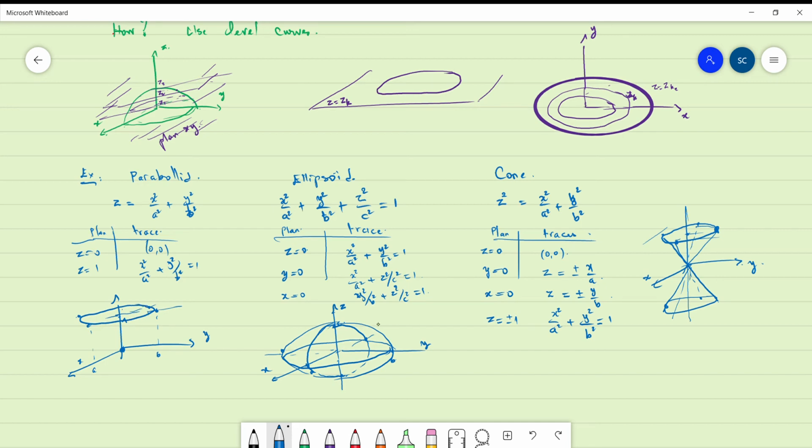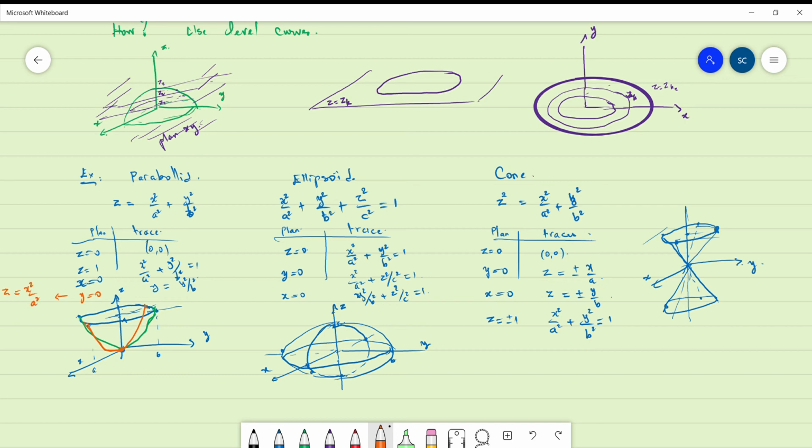Then the last ones: you take x equals 0 and get a parabola z equals y²/b² in the plane yz. It is enough to join those points, as they are part of the curve. And the last one will be joining the parabola in the plane xz. You join these points. This is for y equals 0: you have z equals x²/a².